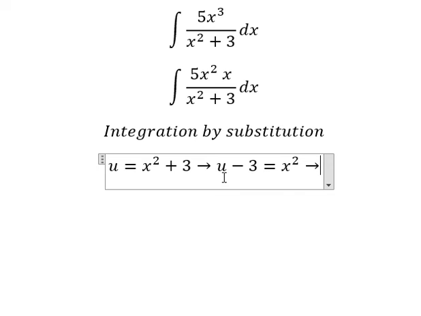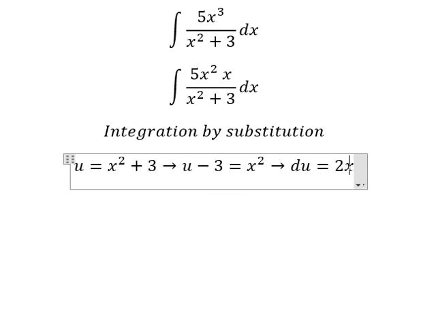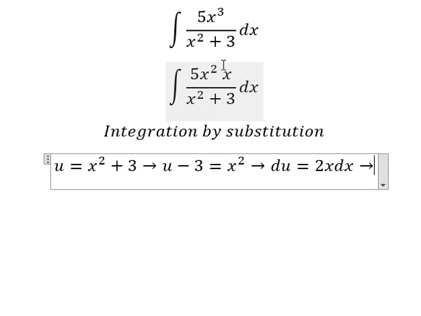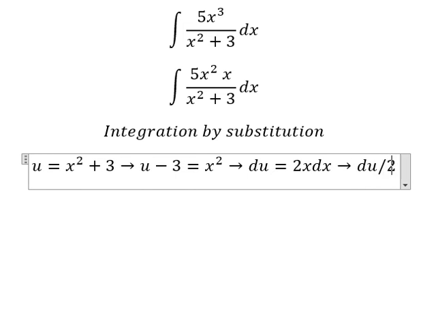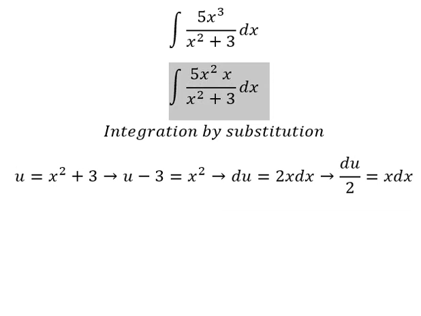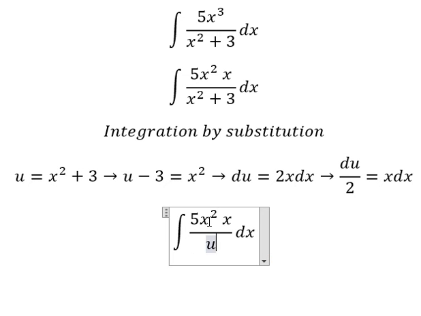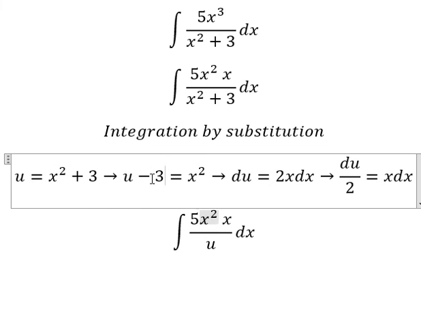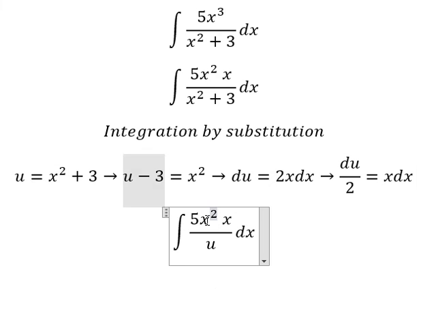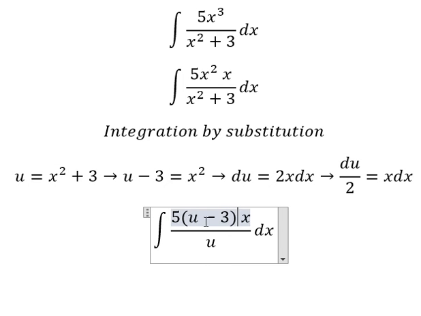Later that, we need to do first derivative for both sides. Because we don't have number 2, so we need to divide both sides by number 2. So this one we change by u. x squared we change by u minus 3. x dx we change by du over number 2.